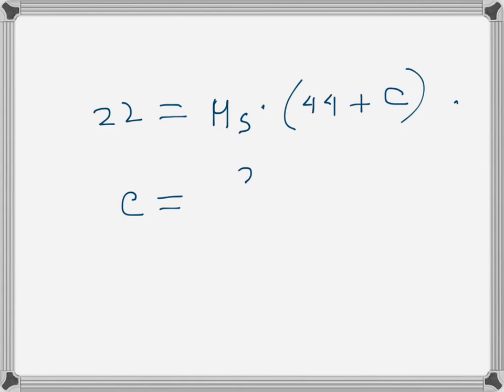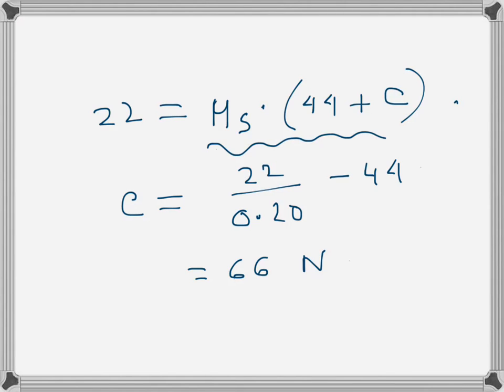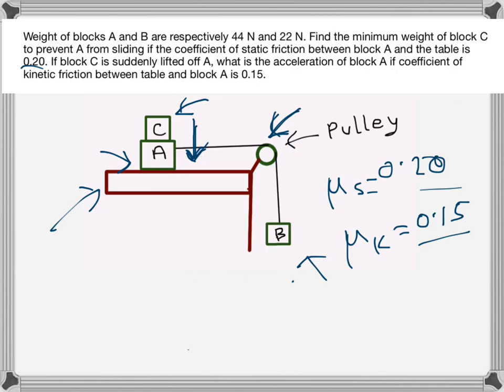So C will be 22 divided by 0.20, minus 44. So that's 66 Newton. That will be the minimum weight of block C, because if block C has a weight less than that, this side will be less than 22. As a result, there will be a downwards acceleration this way. So C has to be a minimum of that weight, which is 66 Newton.